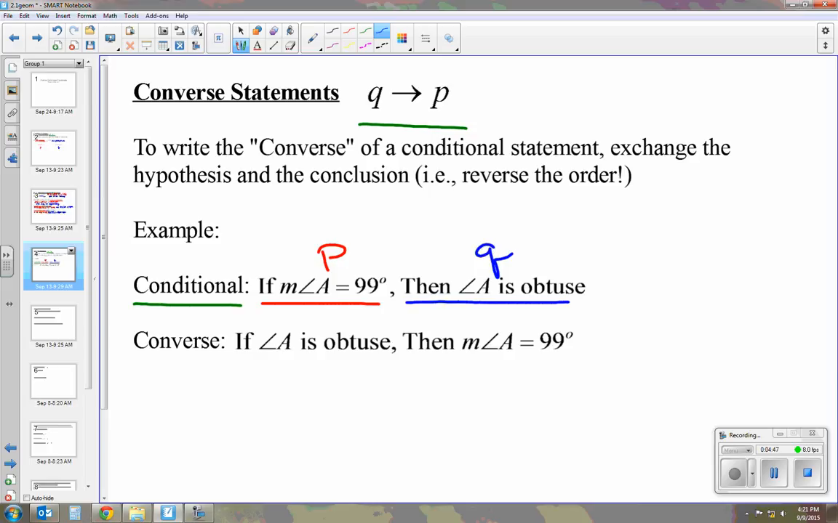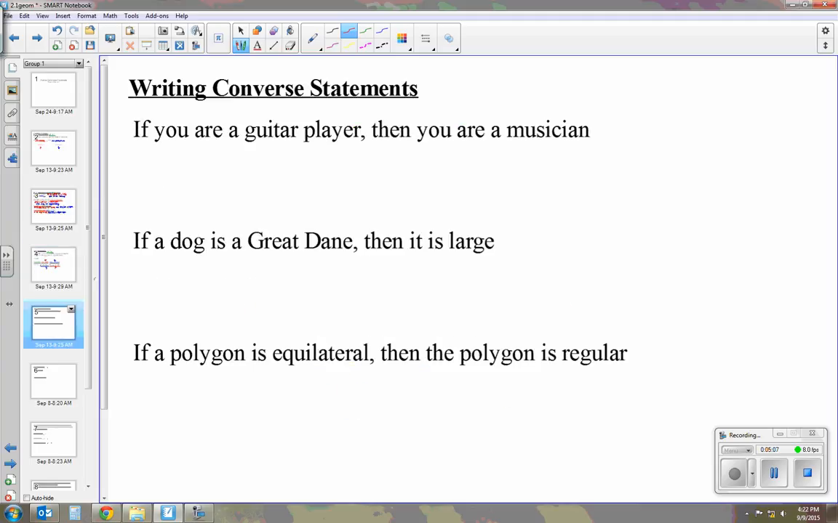Now if we write the converse, we flip it and we start with Q. If angle A is obtuse, then the measure of angle A is 99, which is our hypothesis. So all we do is flip the hypothesis and the conclusion, and we've got our converse. So let's try this out, okay? It says, if you are a guitar player, which is our hypothesis, then you are a musician, which is our conclusion. To write the converse, we're just going to flip that.